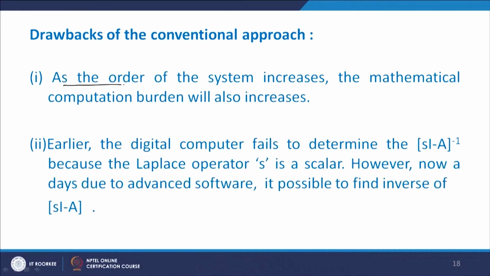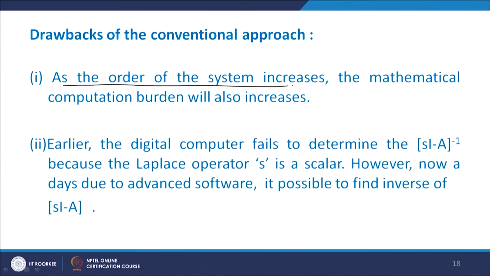Now we have to see what the drawbacks of this particular approach are. Because we are having different state space models, we are getting the same transfer function. So, that means the variety of information about the models we cannot get, because we are getting the same transfer function model.